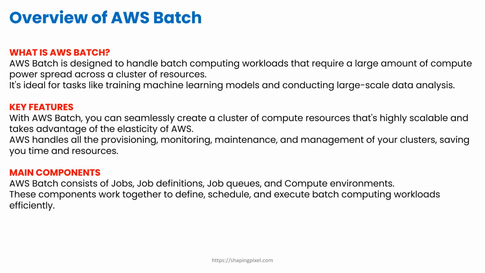AWS Batch consists of jobs, job definitions, job queues, and compute environments. These components work together to define, schedule, and execute batch computing workloads efficiently.